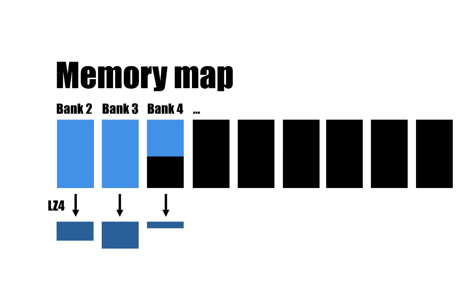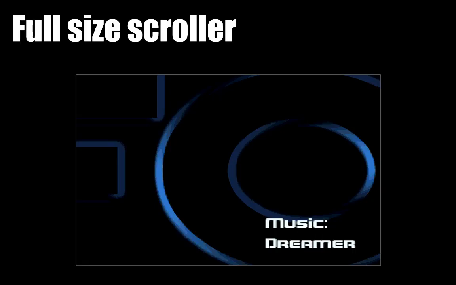LZ4 makes it possible to have 3 to 4 megabytes squashed down to less than the 800K of a typical disk. Okay, let's start with the large scroll text. As I mentioned before, there's no hardware scrolling, which makes this very CPU intense. So here the choice of the logo determined the technique to use.